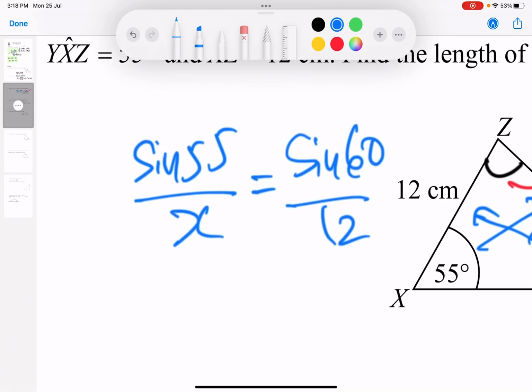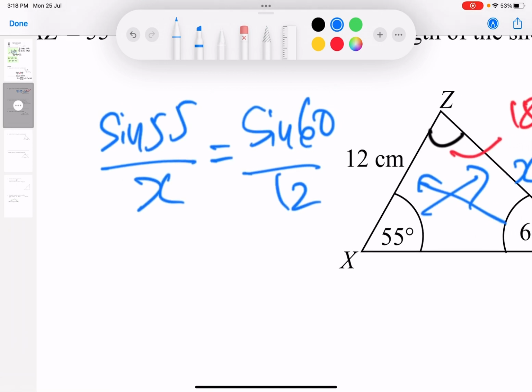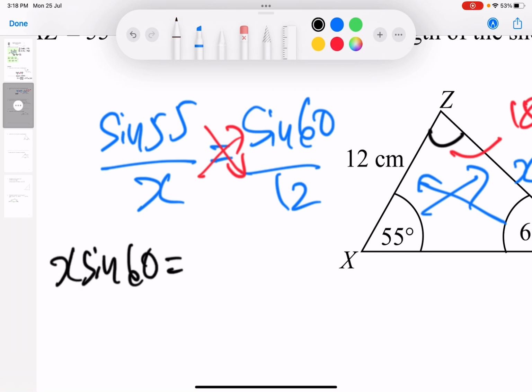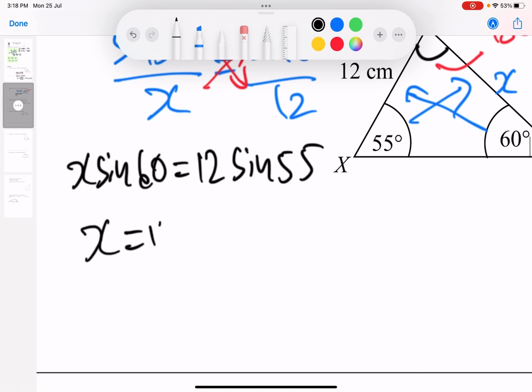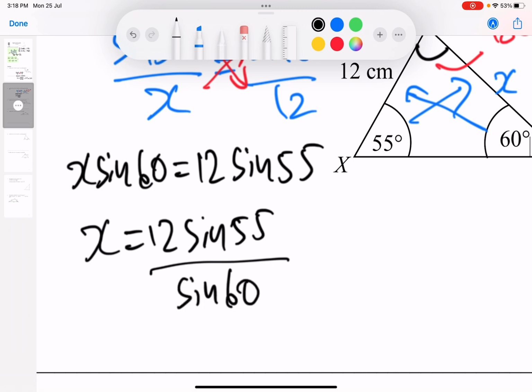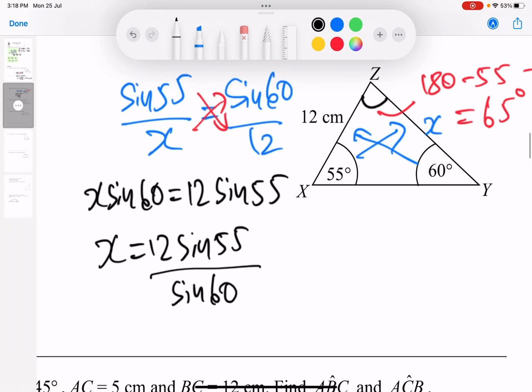So here is where I get my first mathematical relationship, our first equation. To be able to solve this, again, I will do some cross multiplication magic. I get x sine 60 is equal to 12 sine 55. So therefore, x is equal to 12 sine 55 divided by sine 60. If you enter that in your calculator, leave your answer to 3 significant figures. Can you try that on your own? When you're done, look up and check your answer with mine.